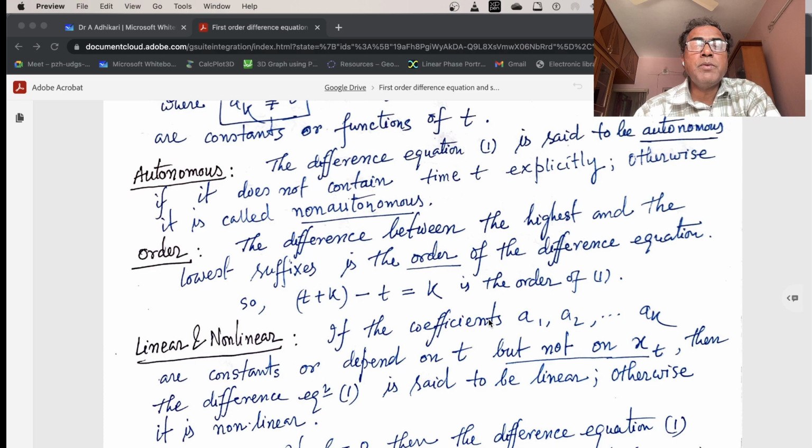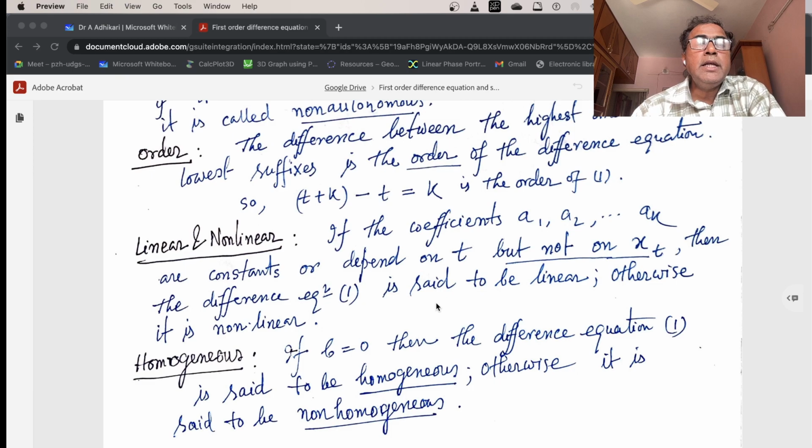The difference between the highest and the lowest suffixes is the order of the difference equation. So here t plus k is the highest suffix and t is the lowest suffix of x, and the difference t plus k minus t, which is k, is the order. Linear or nonlinear: if the coefficients a1, a2, ak are constants or depend on the independent variable t, but not on xt, then the difference equation 1 is said to be a linear difference equation. Otherwise, it is a nonlinear difference equation.